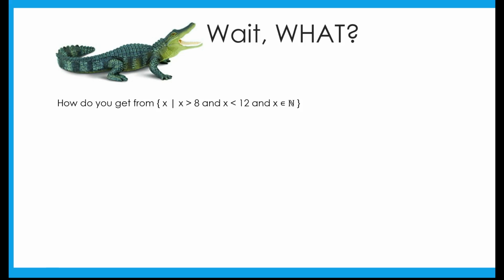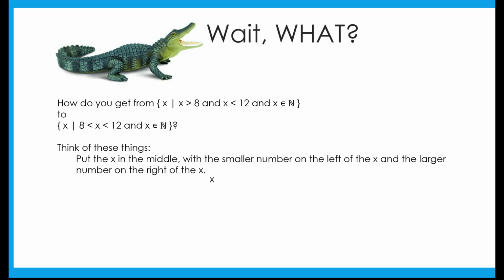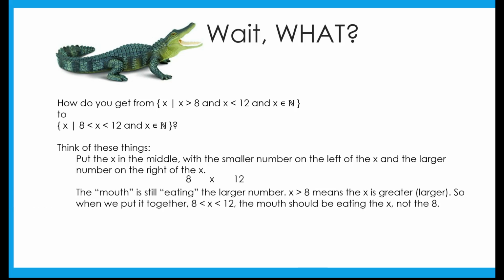So here we go. How do you get from there, x is greater than 8 and less than 12, to this really incredible tiny compound inequality? So let's pick it apart. You're going to be putting the x in the middle between the 8 and the 12. And then you're just going to have to figure out how to point the inequalities in the right direction. So we still want the mouth to be eating the larger number, and this is where being able to think backwards and forwards about this is important.